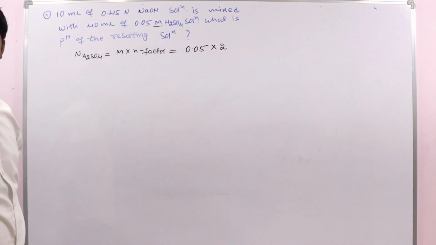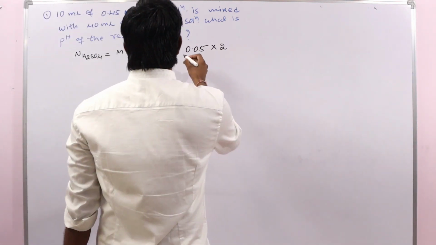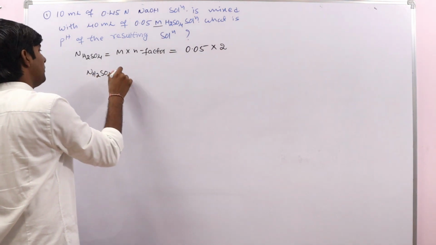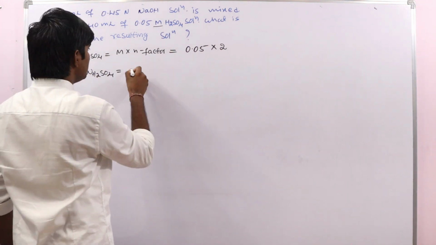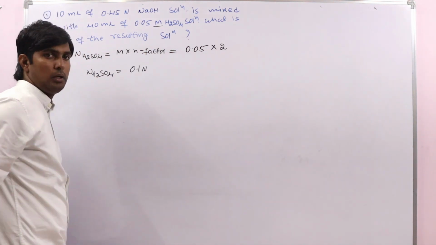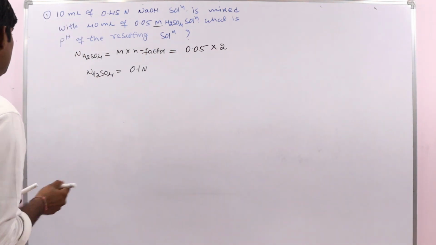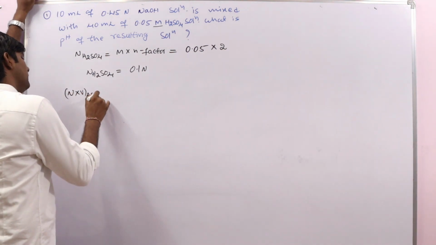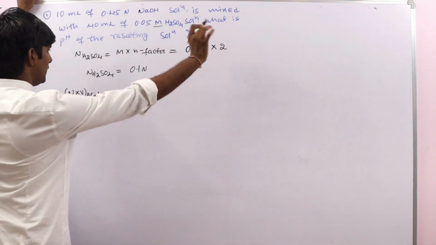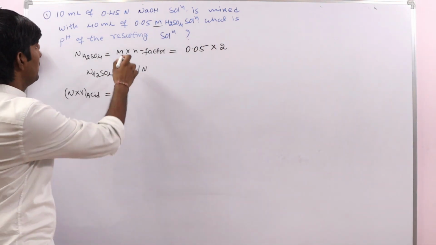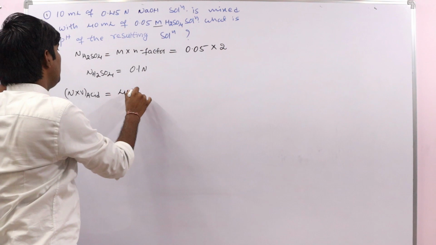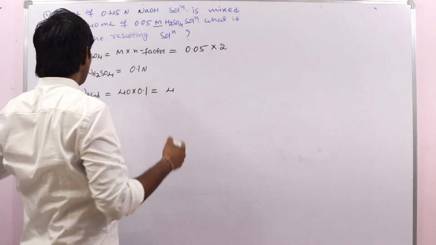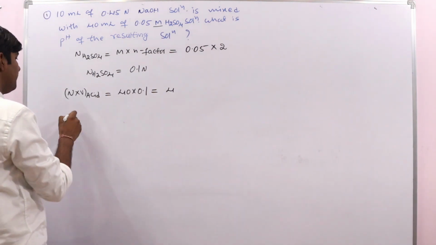Okay, for H2SO4 N factor is equal to 2. So H2SO4 concentration in normality is equal to how much? 0.1 normal. Okay, so now just like the previous problem, first find N into V of acid. N into V of acid is equal to 40 into 0.1, that is equal to how much? 4. Okay, so N into V of acid is 4.